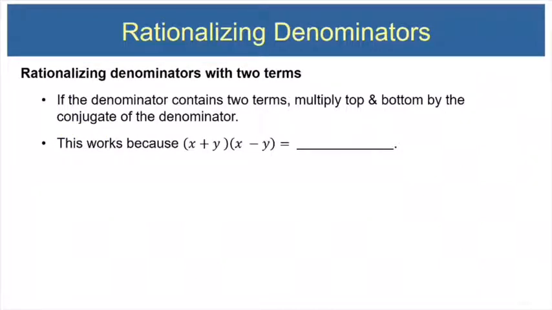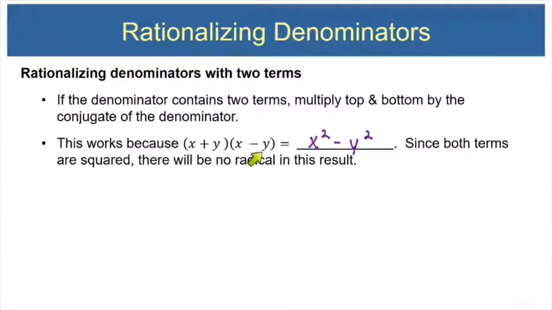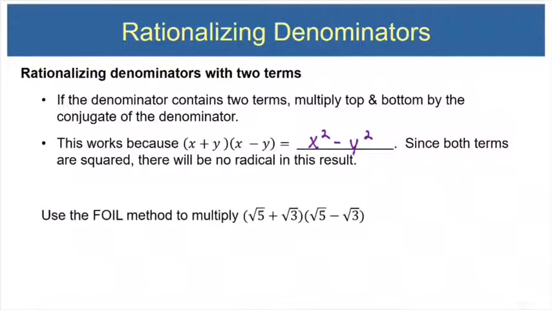So this is going to work because you know that if you multiply a sum and difference of the same two terms, first times first gives you x squared, and the outer plus inner is going to add up to 0. Last times last is going to make minus y squared. And since both of these are squares, there won't be any radical left. So this is how we're going to have to rationalize denominators that contain two terms. Let's practice that on this pair of conjugates.